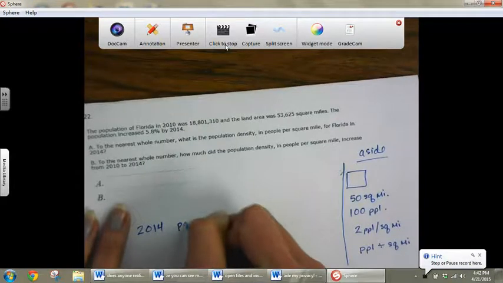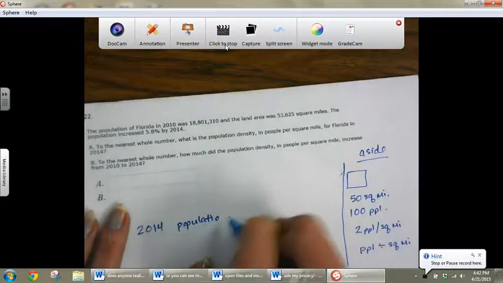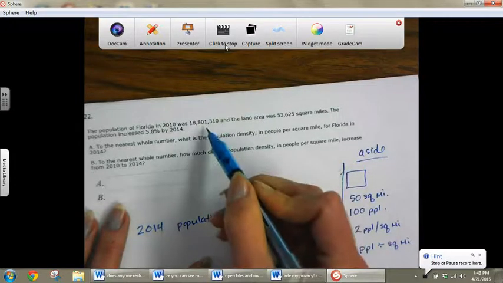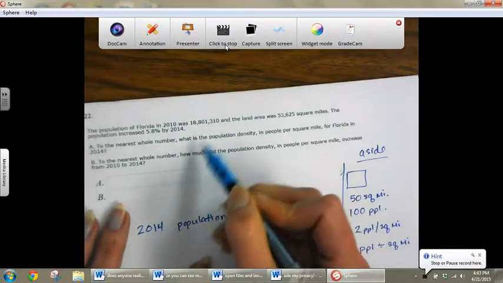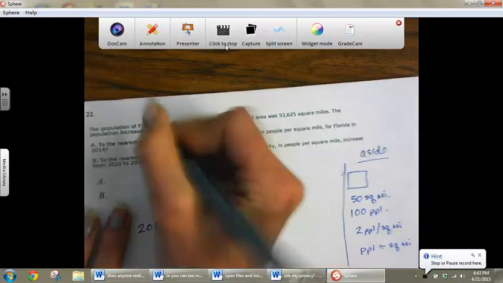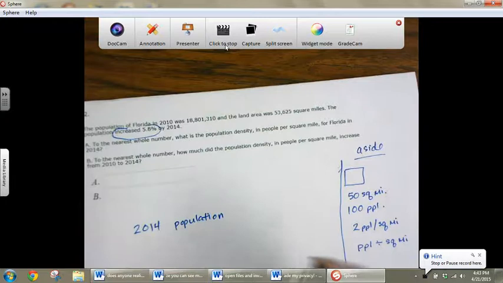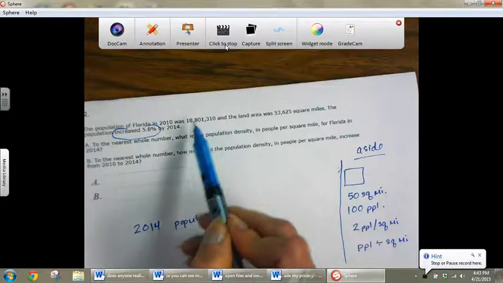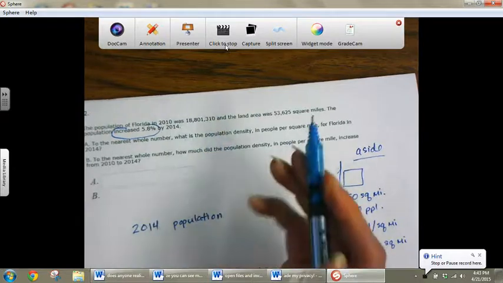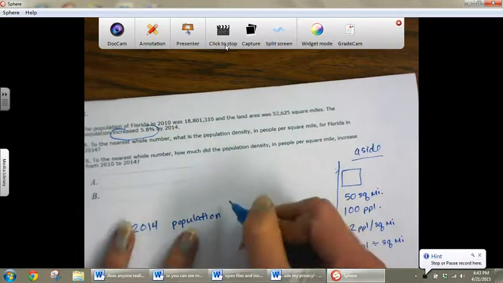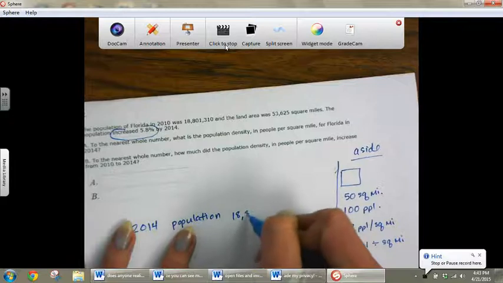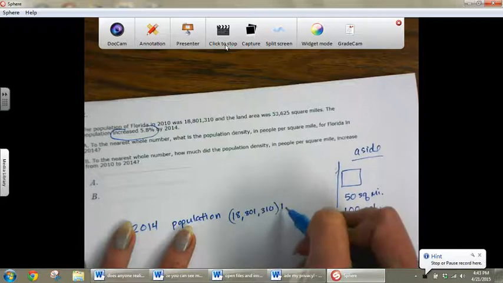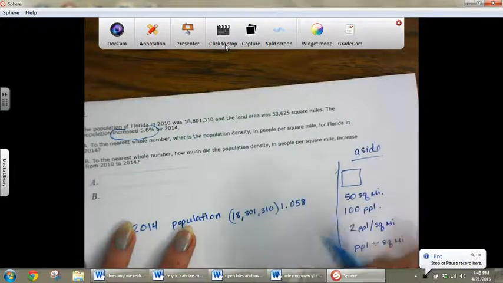Okay, so now that I know that I'm dividing the people by the square miles, for 2014, the population is actually going to be the number that they started with in 2010, but 5.8% bigger. Because I like to decrease the number of steps I have to do, some of you might actually find out what 5.8% of this large number is and then add it back to that large number. But I would prefer to just take that number, 18,801,310, and just multiply it by 1.058.